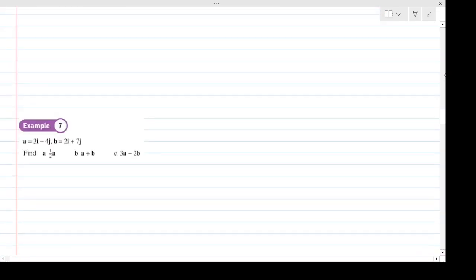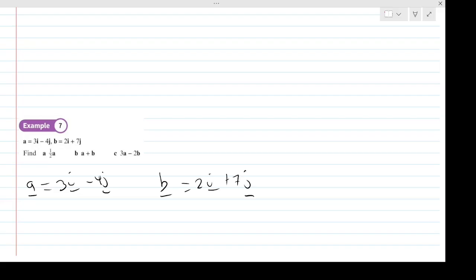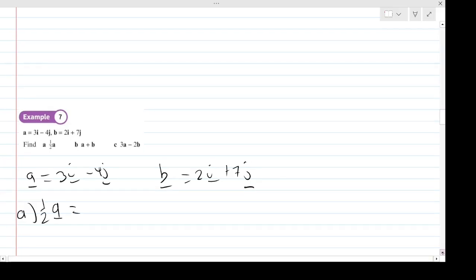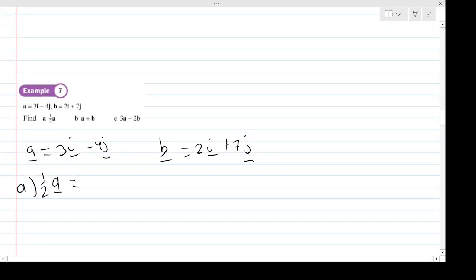Okay, let's have a look at this example then. We've got the vector A, which is 3 lots of I minus 4J, and the vector B, which is 2I add 7J. Then it says for part A, find a half of A. So a half of A then, that's going to be a half of this vector, 3I minus 4J, right?